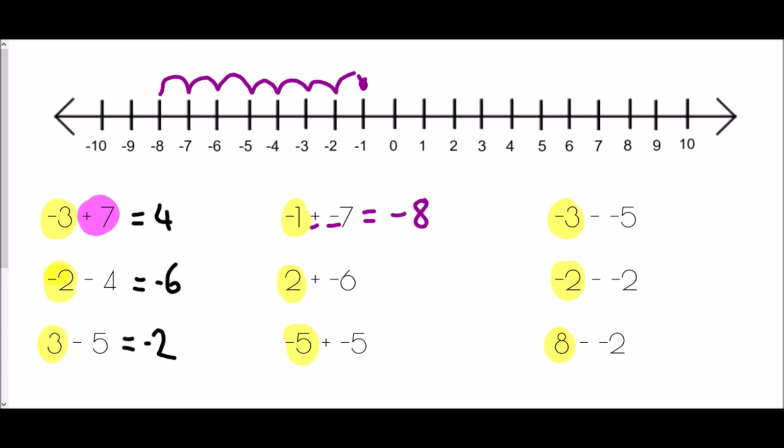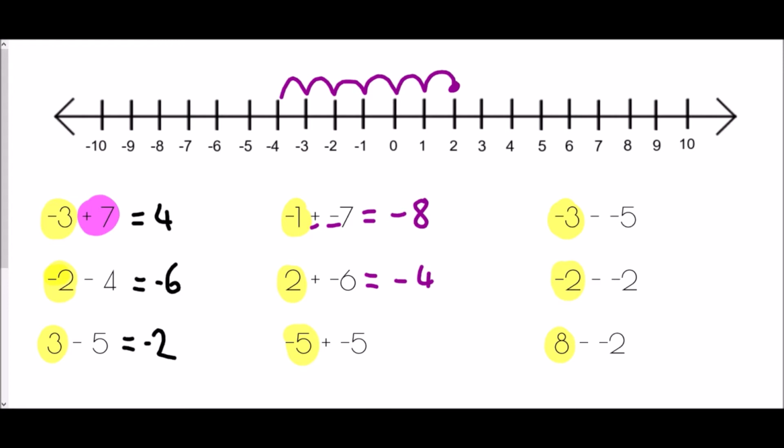In the next question, we are starting from the number 2, and again we are adding a -6. So add would tell us to go to the right, but the negative is telling us to do the opposite, so we're going to go to the left. 1, 2, 3, 4, 5, 6. We would be at -4.